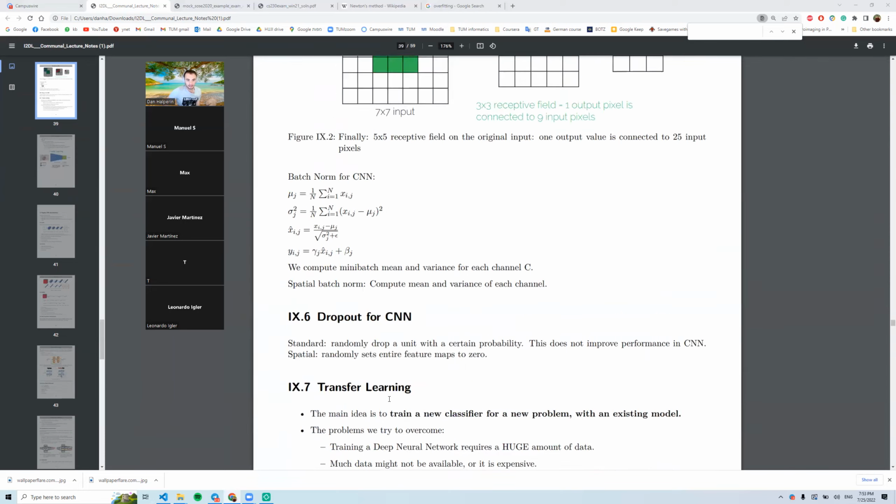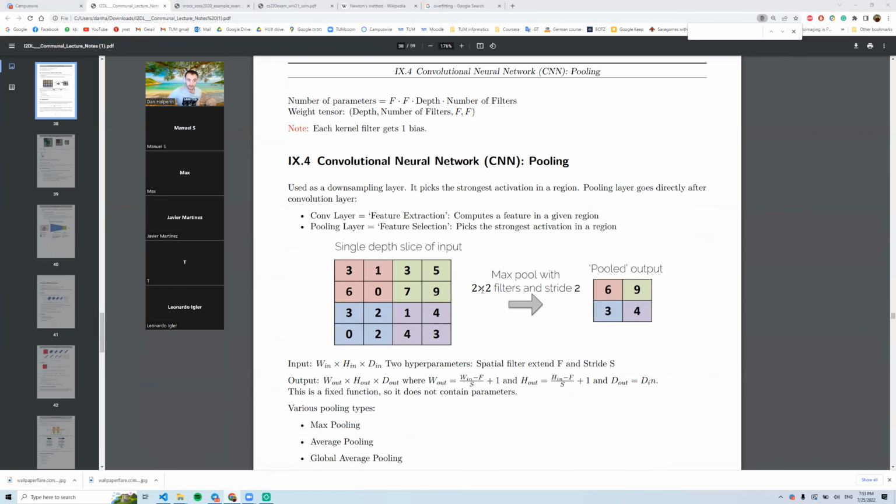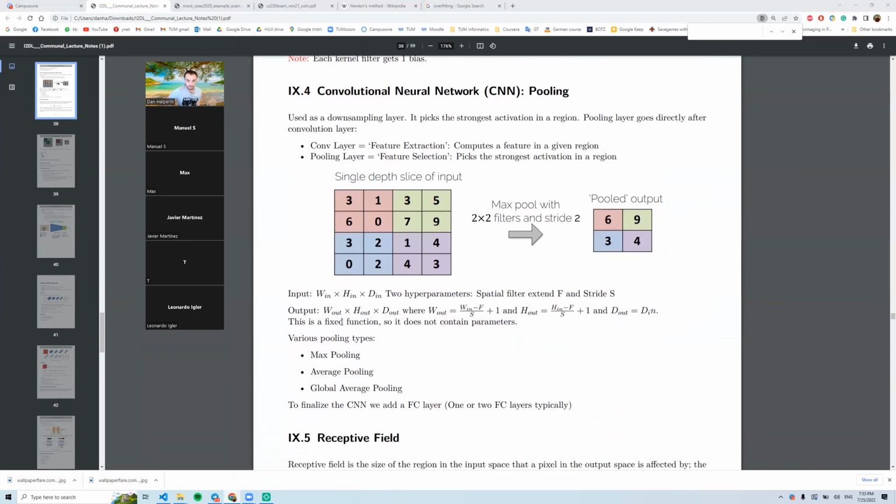Now that we talked about that, any questions about pooling? Any questions about convolutions? Of course, nothing is easy, but we need to filter some stuff.